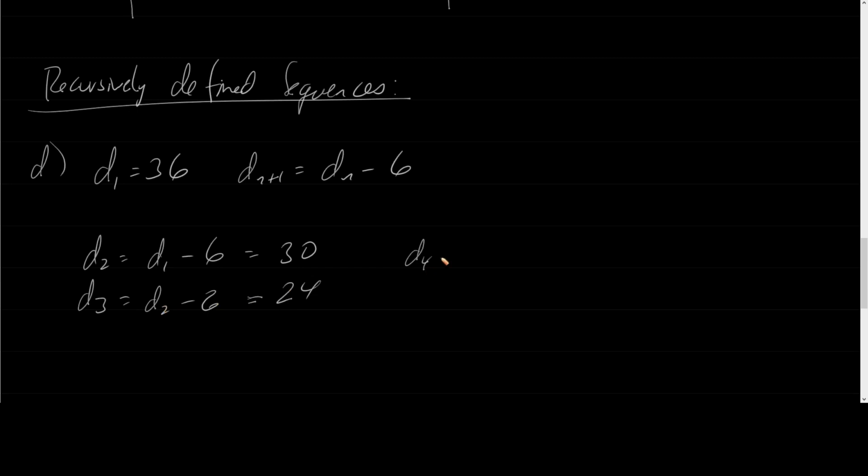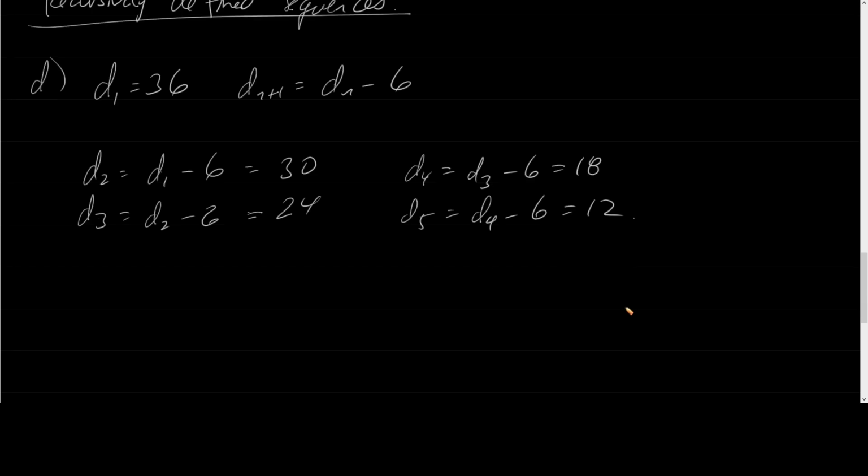So on and so forth. D sub 4 would be d sub 3 minus 6, so 18. D sub 5 would be d sub 4 minus 6, so it would be 12. All right. So that's a recursively defined sequence. Let's look at another one. I said that we don't necessarily need to have just the first term. We can define it using multiple terms. So let's say that I have a sub 1 is equal to 1.